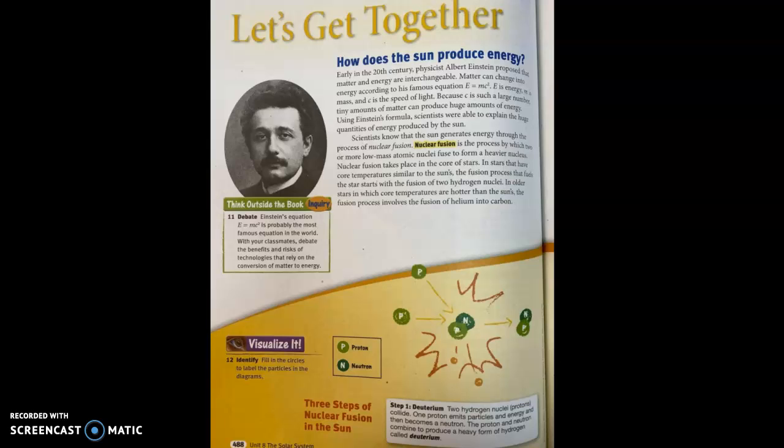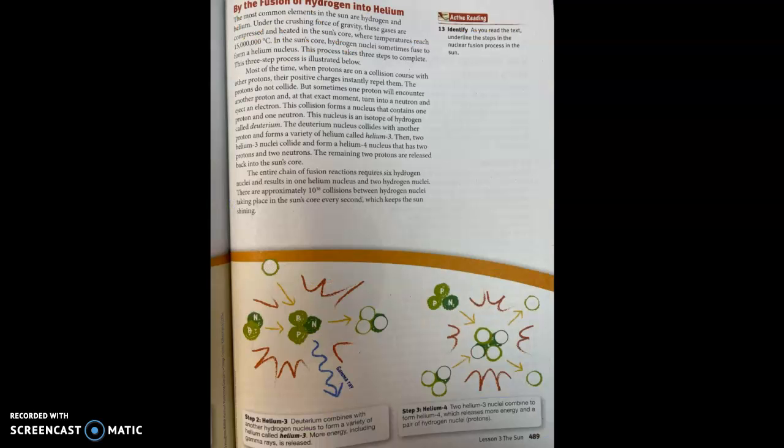In stars that have core temperatures similar to the sun's, the fusion process that fuels the star starts with the fusion of two hydrogen nuclei. In older stars, in which core temperatures are hotter than the sun's, the fusion process involves the fusion of helium and carbon. In the sun, energy is produced by the fusion of hydrogen into helium.